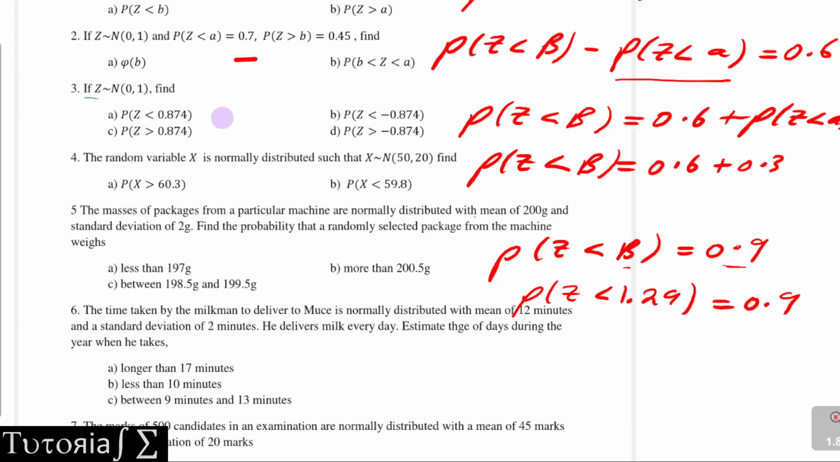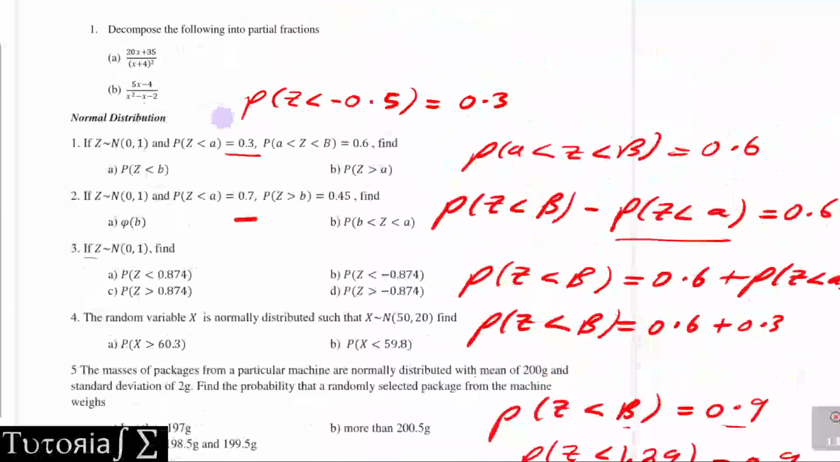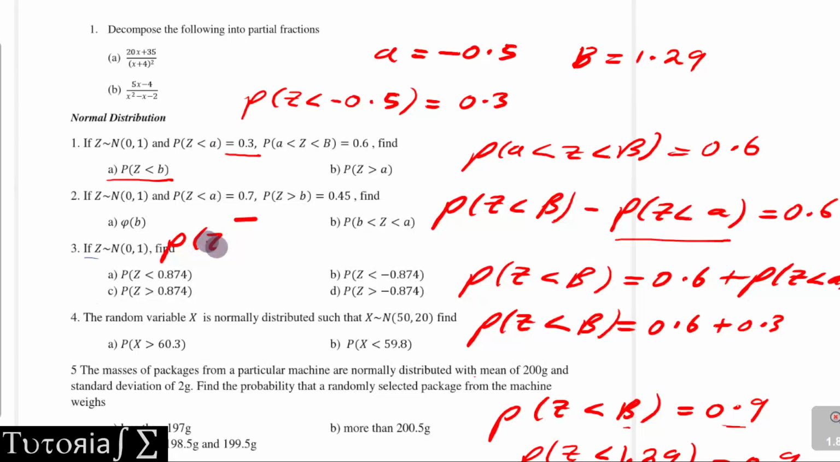So let me just scroll up here. So we have our A. Our A is equal to negative 0.5, and our B, or capital B, is equal to 1.29. Now these will be easy to find. So now you're asked to find probability of Z less than B. So assuming this was a typing error, it should be capital B. So probability of Z less than B.